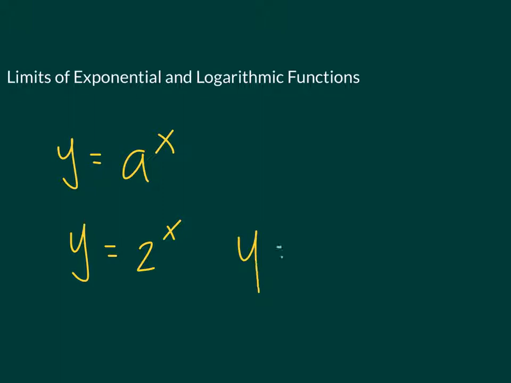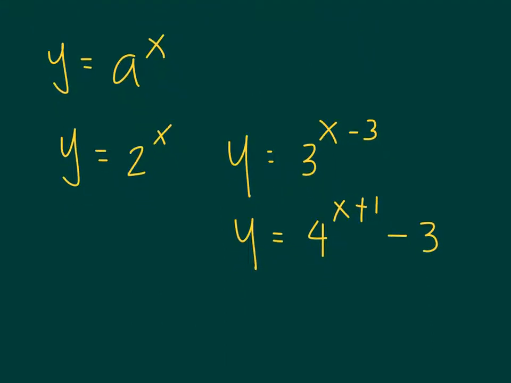It could be y equals 3 raised to x minus 3. The x is no longer just x, but you have a minus 3. And it could even become 4 to the x plus 1, and there's, say, a number minus 3. Okay, so these are examples of exponential functions. And it's not limited to numbers bigger than 1 when it comes to the base. Sometimes there are also exponential functions with a fractional base, so 1/2 to the x.